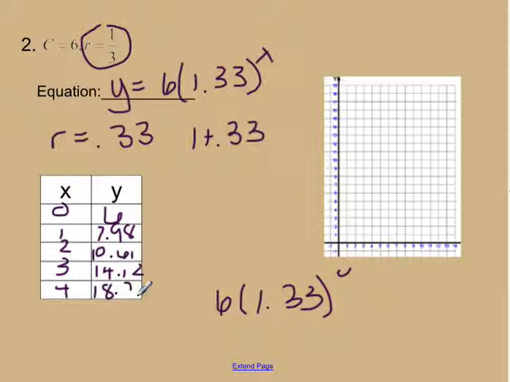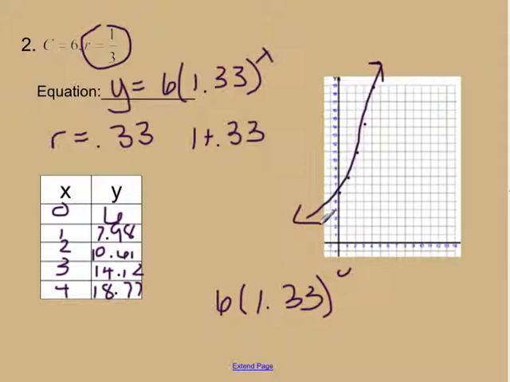So let's go ahead and do that. So for the first one, we're going over 0, up 6. That's going to be right here. Over 1, up 7.98, so that's almost 8 on the nose. Then over 2, up 10.61, so that's just past 10, which is right here. Then over 3, up 14, so just past 14 is 14.12, and then 18.77, that's going to be almost all the way up to 19, which is right there. So now I can go ahead and connect those dots, and that's going to represent my graph.